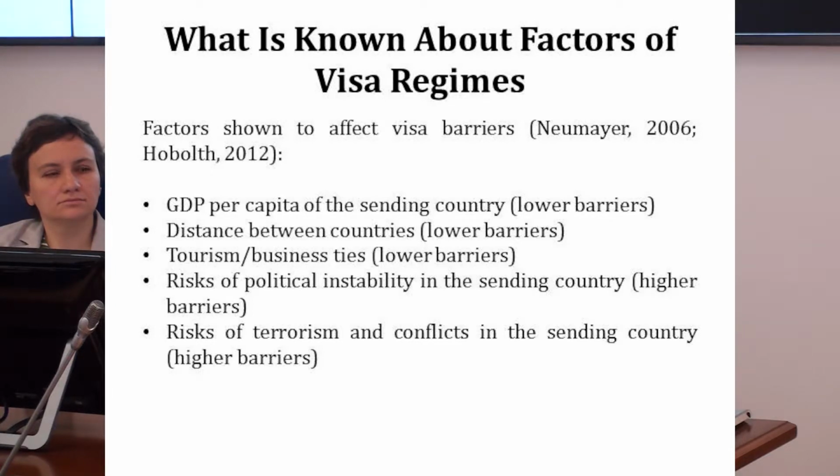Distance between countries surprisingly matters. If you live further away from your destination country, visa barriers will be lower because distance is a barrier to a certain extent. Tourism and business ties have a predicted sign. Risks of political instability in the sending country are high barriers. The risks of terrorism and conflicts in the sending country, quite obviously, high barriers.